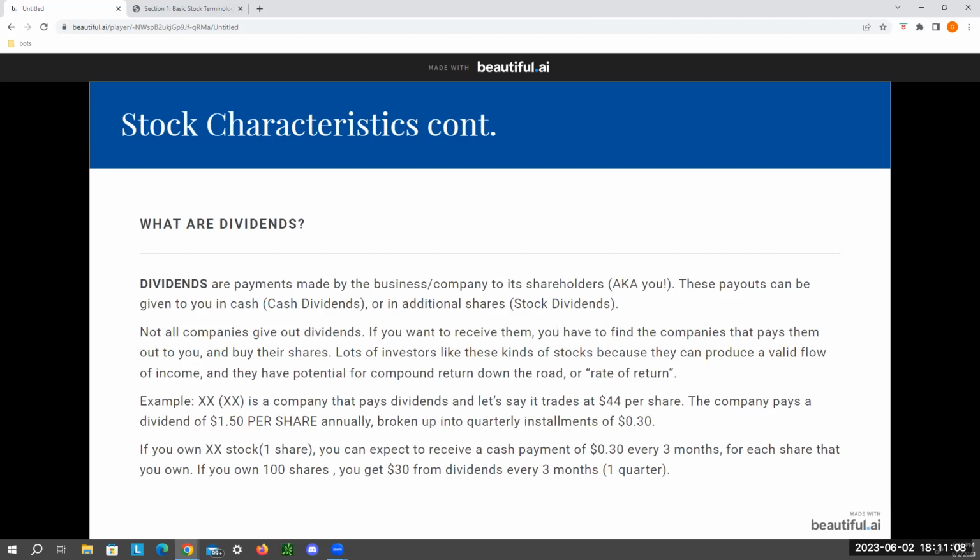What are dividends? Remember we talked about dividends earlier. Some companies provide dividends. Dividends are payments made by the company to its shareholders, also known as you, if you own shares in that company. Some payouts can be given to you in cash dividends, which they'll pay you out in a few cents or whatever it is per quarter, or sometimes they'll give you shares. Not all companies give out dividends, so you have to look for the ones that do, and especially look for the good ones. They provide a great steady flow of income. It's good for long-term portfolios. You want to get that for your Roth IRAs. You want to have some dividend-paying companies. It's great for your portfolio.